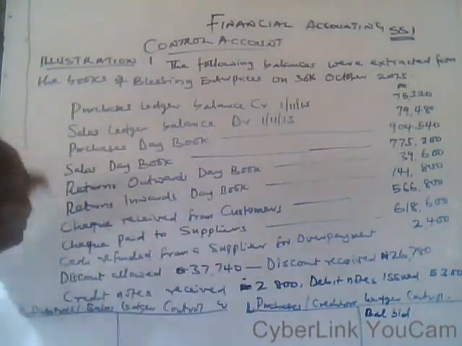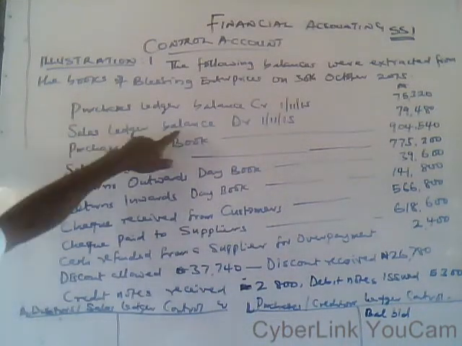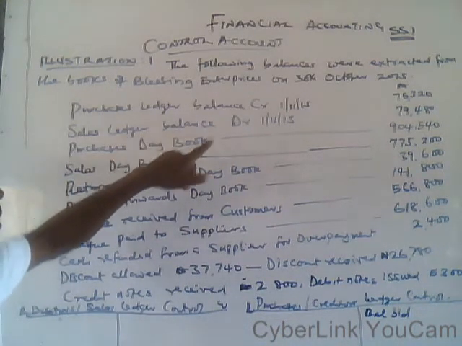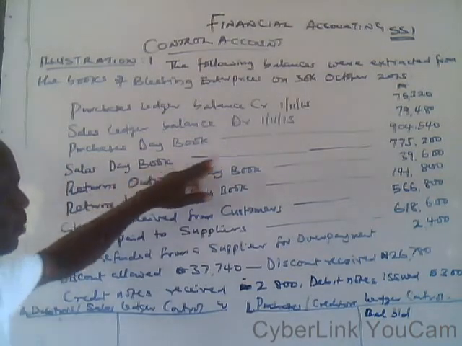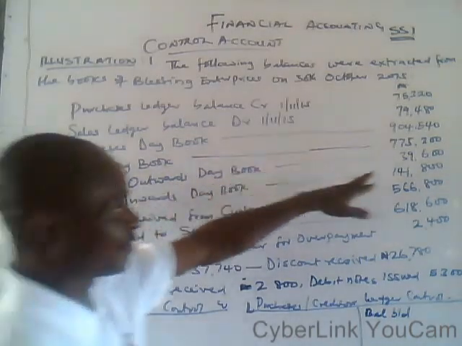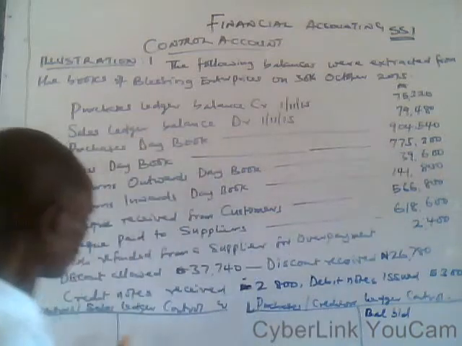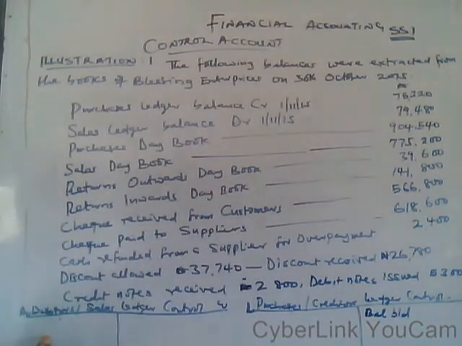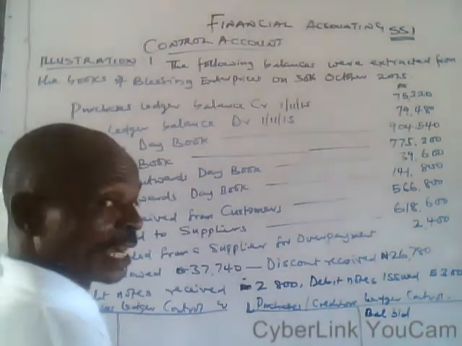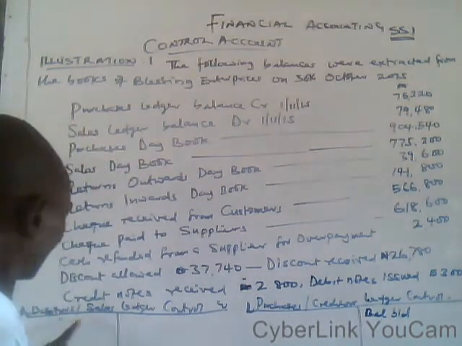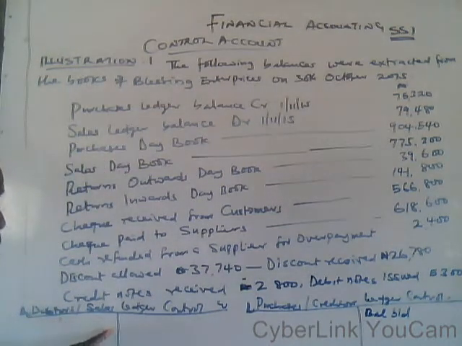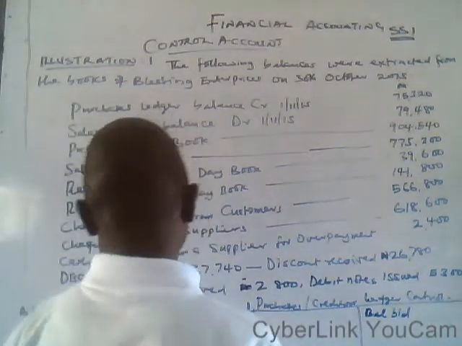The sales day book, you have a sales day book, that's 775,300. You post it to the debit side of the sales ledger control account. You post the 775 naira 300 naira to the debit side of the sales ledger control account.